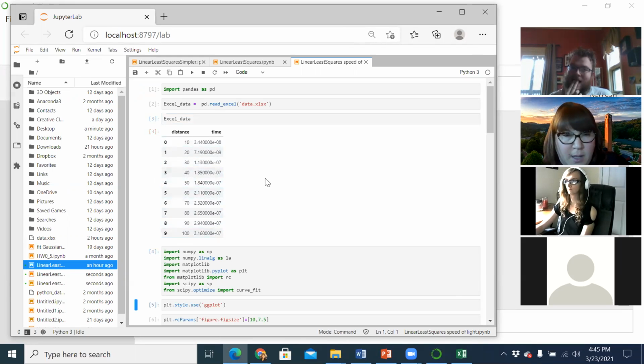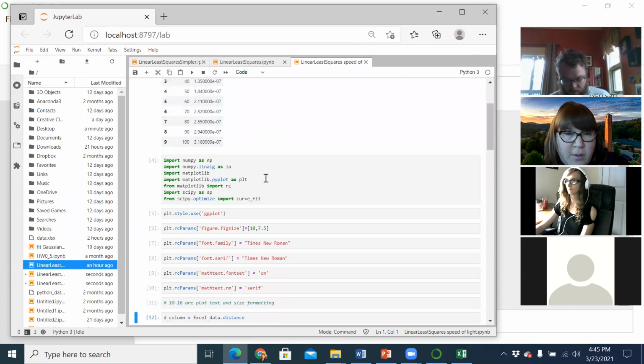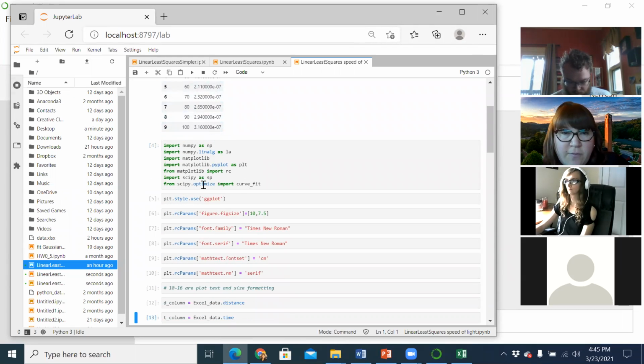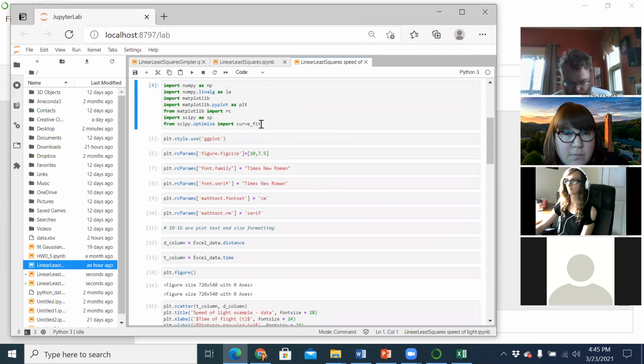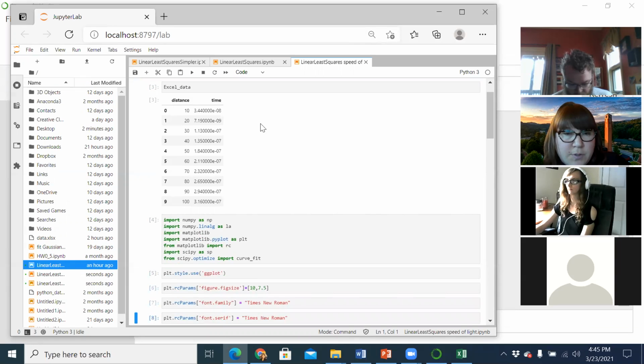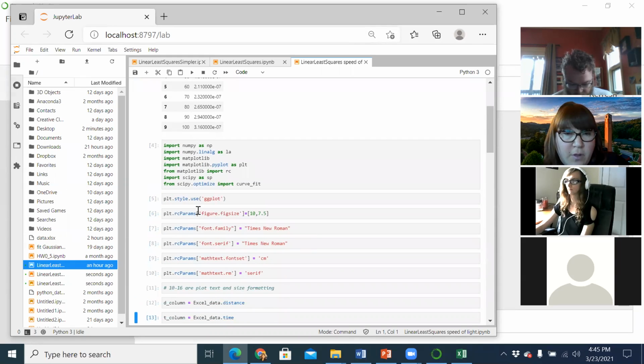Okay, and then I am now importing a bunch of libraries for plotting and for figures. And here's a whole bunch of other plotting, font size and formatting stuff.